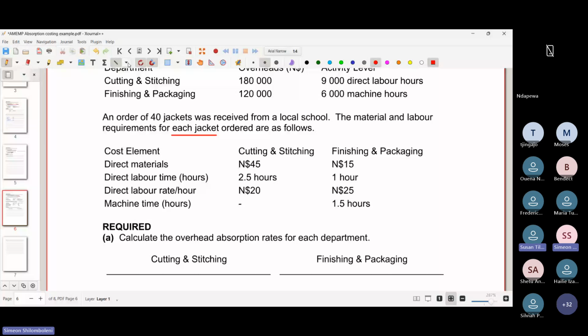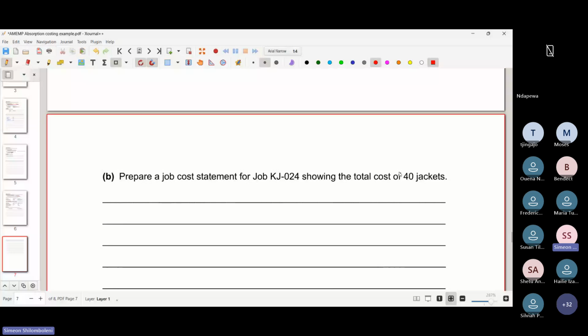And what is the question asking you to do? The question is asking you for 40 jackets. So what you are doing here, you first get for one jacket for one department, one jacket for another department. Then you get the combined, multiplied by 40 jackets, then you get the total cost. That is what I need you to do for me now.